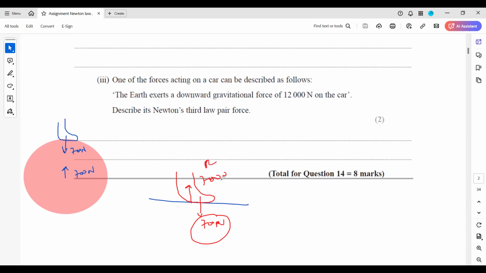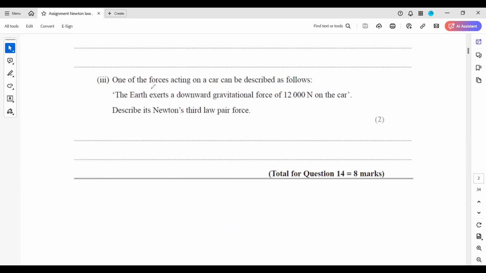So this is the pair force of the downward force due to the weight, but it does not always equal the weight. It can be more. If my weight is 700 Newton and I push the ground with a force of 200 Newton, the normal contact force will be 900 Newton. That's why we don't say the pair force of the weight is a normal contact force. You cannot consider it like this.